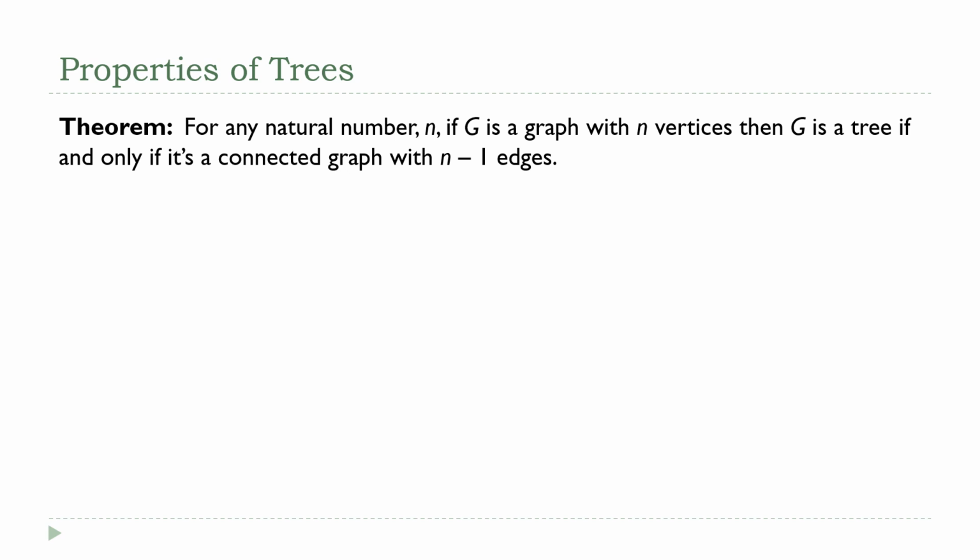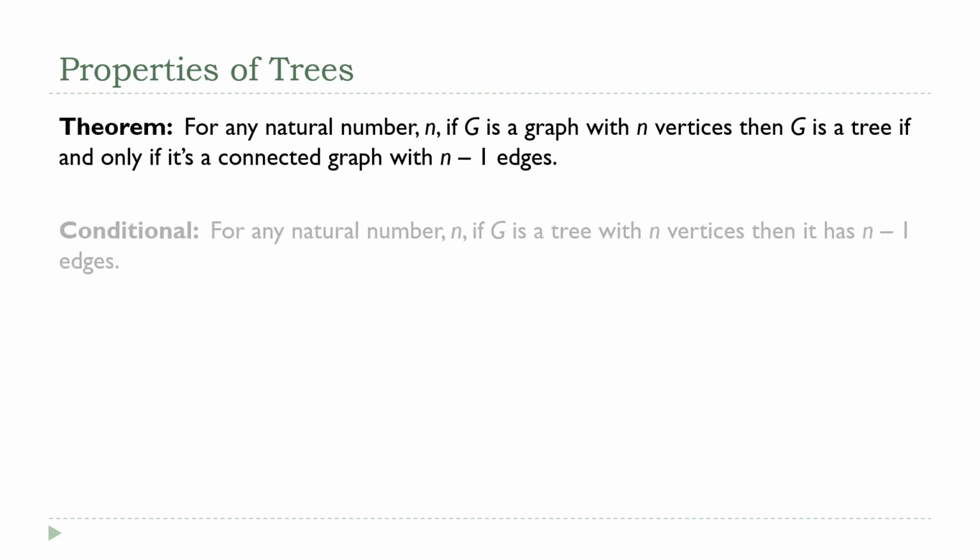It's a biconditional. That's a math shorthand for combining two theorems into one. So first, this is telling me that the forward direction, the conditional version, is true. That is, if G is a tree and it has n vertices, then it has to have n minus 1 edges. So this is giving us a property of trees. If we know our graph is a tree, then this relationship has to exist between the vertices and edges.